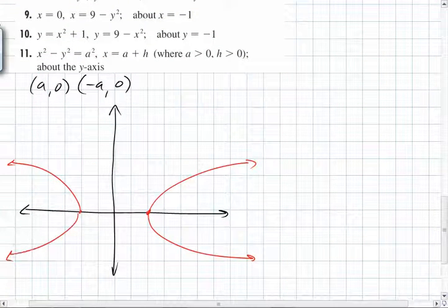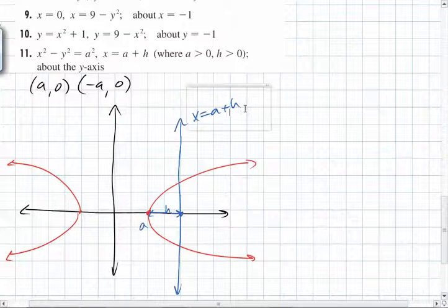So we know that we're at a right here. So we go over h to here. This distance right here is h. And now we have x equals a plus h. And what are we rotating this around? The y-axis. Conveniently, we have already drawn the mirror image, right? That's kind of nice.